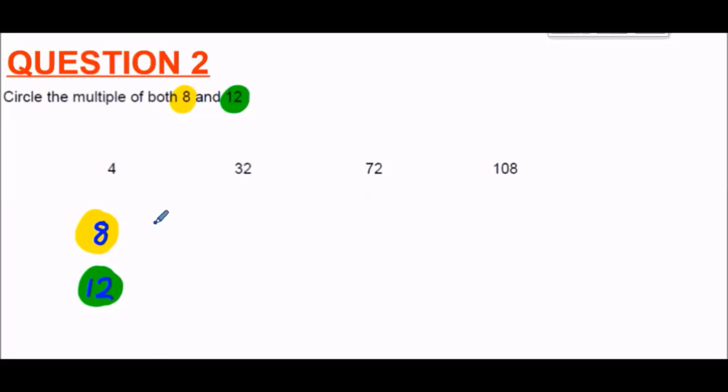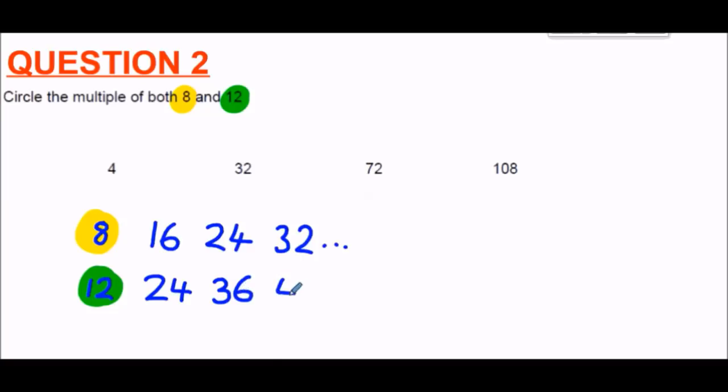The 8 goes 8, 16, 24, 32, and so on and so on, just adding 8 each time. And your 12 times table, just adding 12 each time. The next number would be 24, add another 12 would be 36, add another 12 would be 48, and so on. And so we need to stop when we can see a multiple which is in both, which is in one of these lists here. So far we've not got one, so we've got no choice but to carry on.